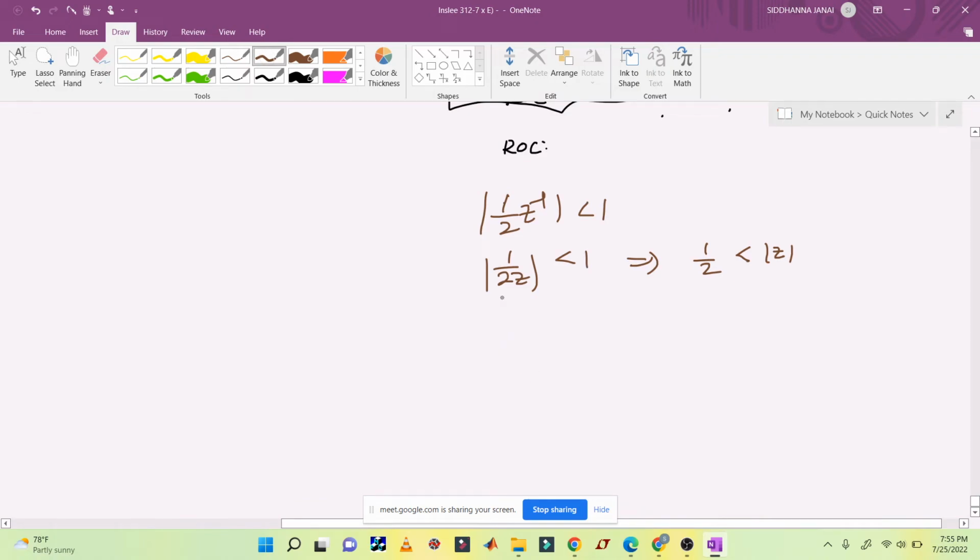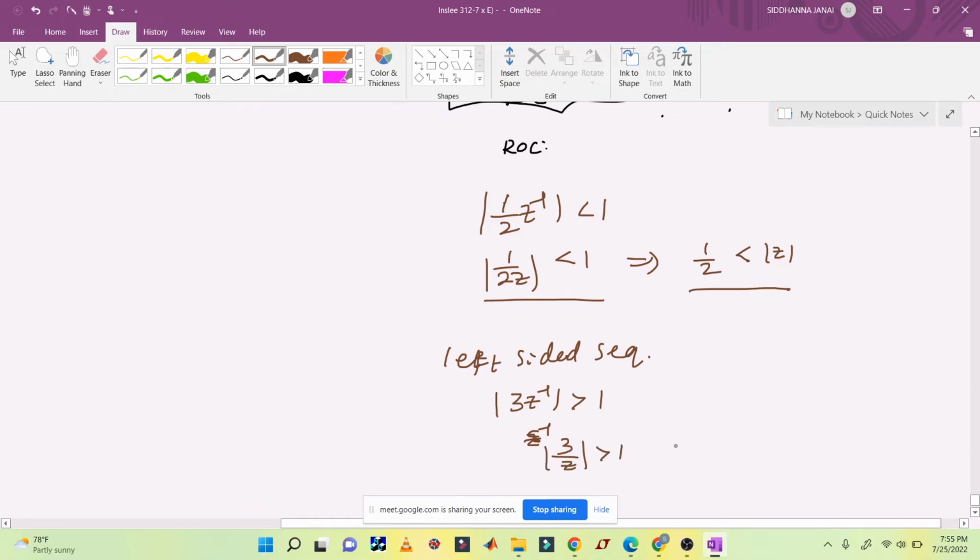The basic rule which I forgot to mention here: for this one it is correct, Z is greater than 1 by 2. For a left-sided sequence, what do we have? 3Z inverse is greater than 1. So Z inverse, 3 by Z is greater than 1, or Z is less than 3. So for a left-sided sequence, this is the rule. Based on this, we get Z is greater than 1 by 2 but less than 3.